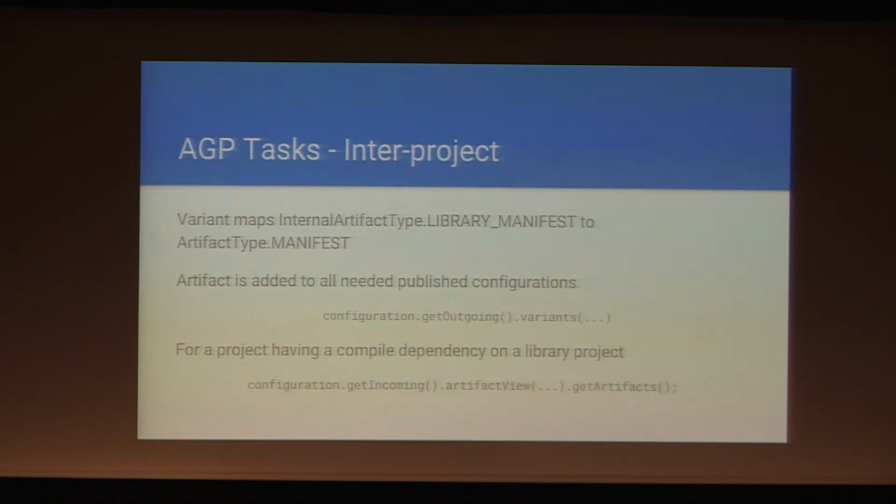Now on the consuming side, for the application project that depends on this library, you can fetch artifacts by specifying configuration.getIncoming.artifactView.getArtifacts. In the artifact view, you can actually specify the artifact type. So in this case, we would specify ArtifactType.MANIFEST, and we would receive this artifact with all the dependency information that's necessary to fetch it. So another task that depends specifically on this artifact knows that it has to run a task in a different project in order for this artifact to be built.